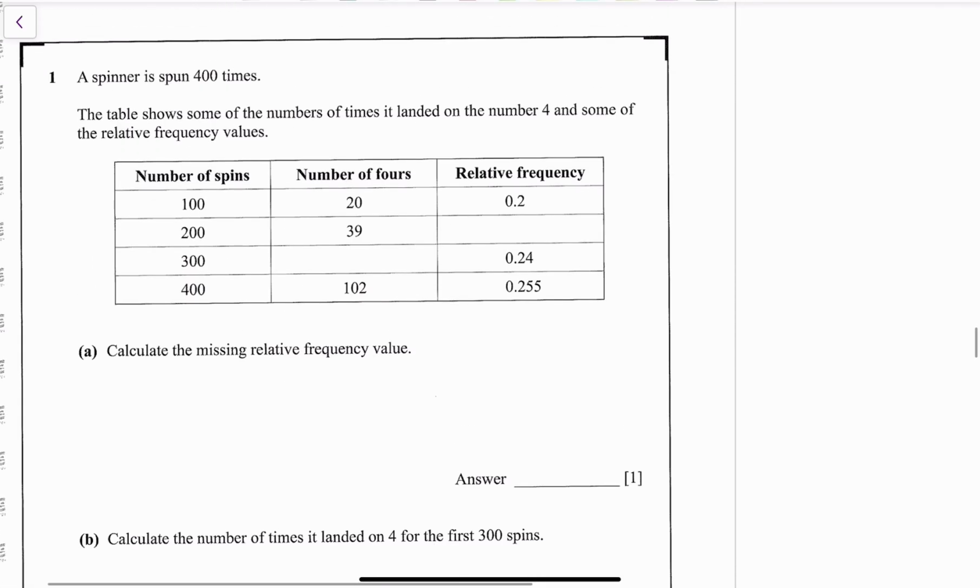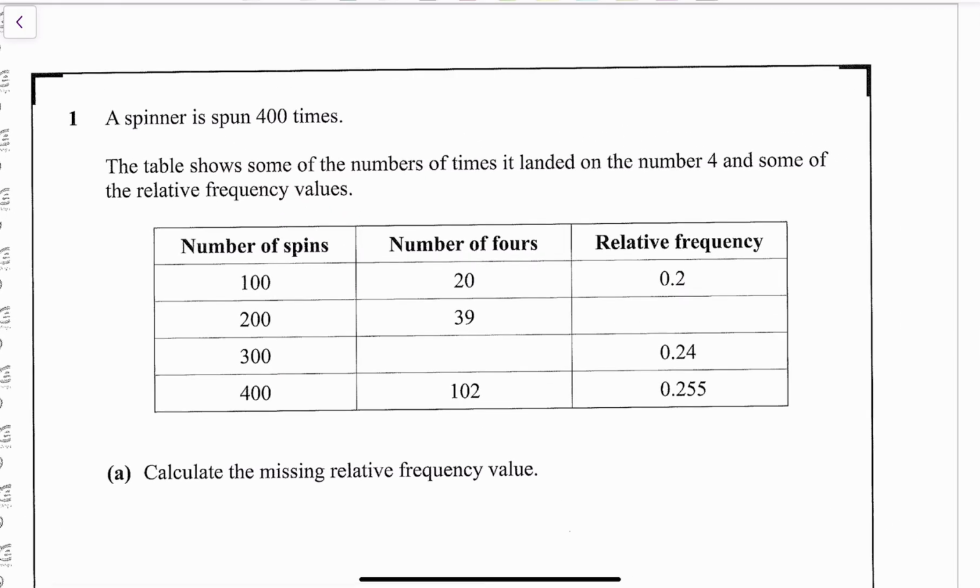Okay, right. The spinner is spun 400 times in total. The table shows some of the numbers of times it landed on the number 4 and some of the relative frequency values. So how do they get this 0.2? They do the number of 4s divided by 100. That's how you get the 0.2. The next one says calculate the missing relative frequency. So this number here is just going to be 39 divided by 200, which is 0.195.